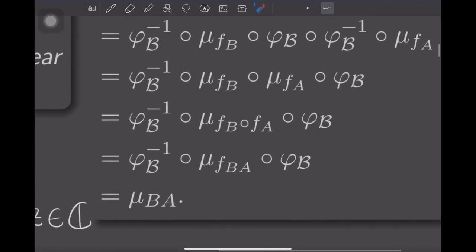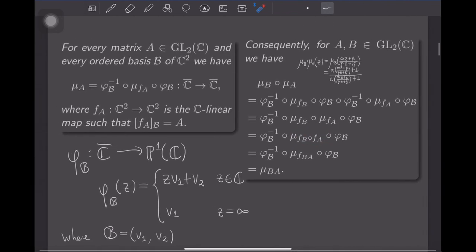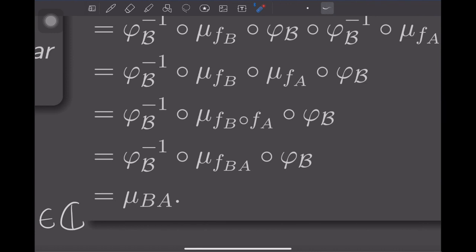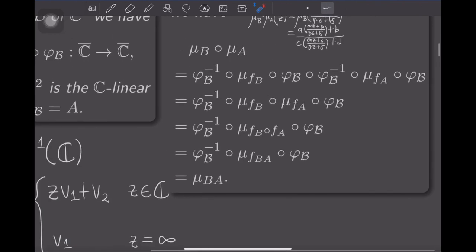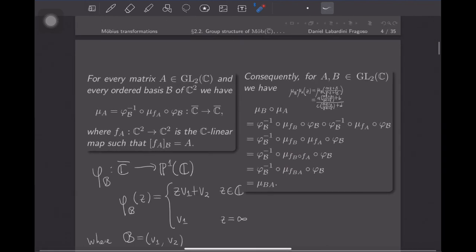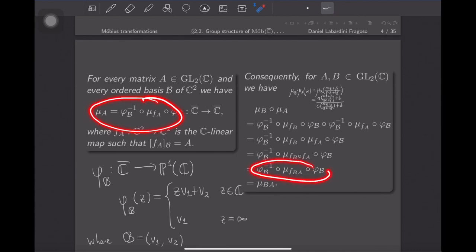And then you see this linear map is multiplied by the matrix A and then by the matrix B. So it really is multiplication by the matrix BA. So I can substitute this with this, and then I notice that I can substitute this with just mu of BA.